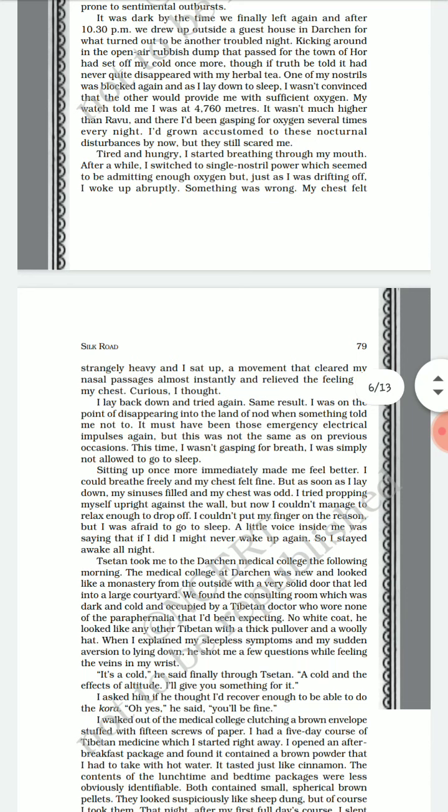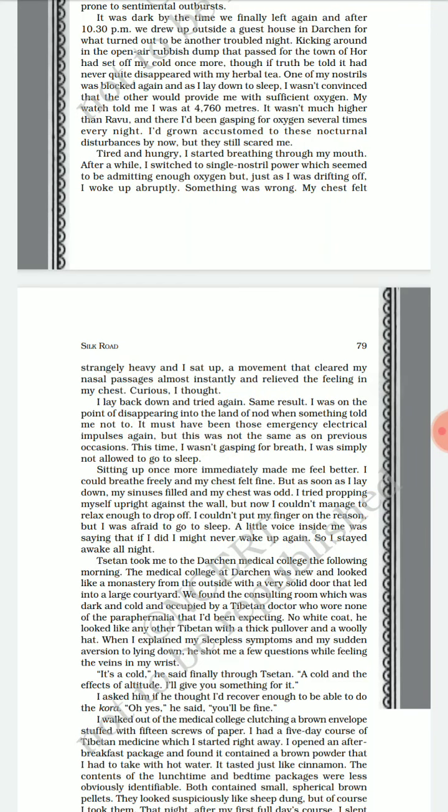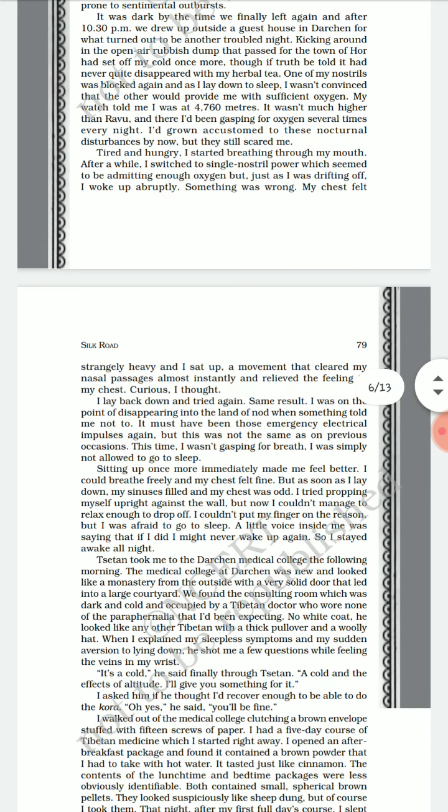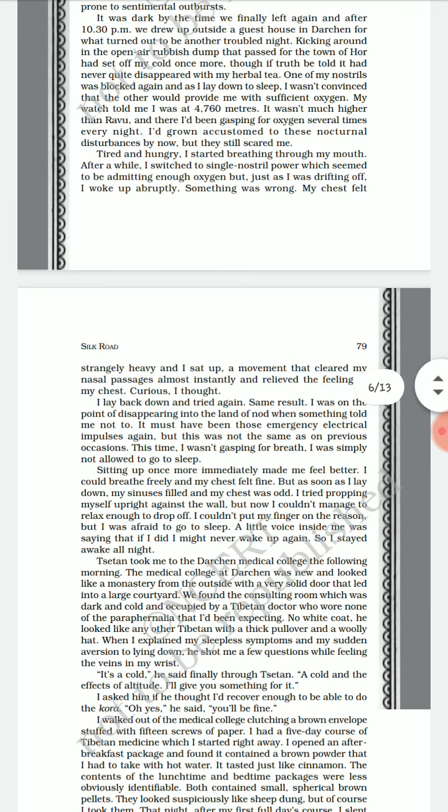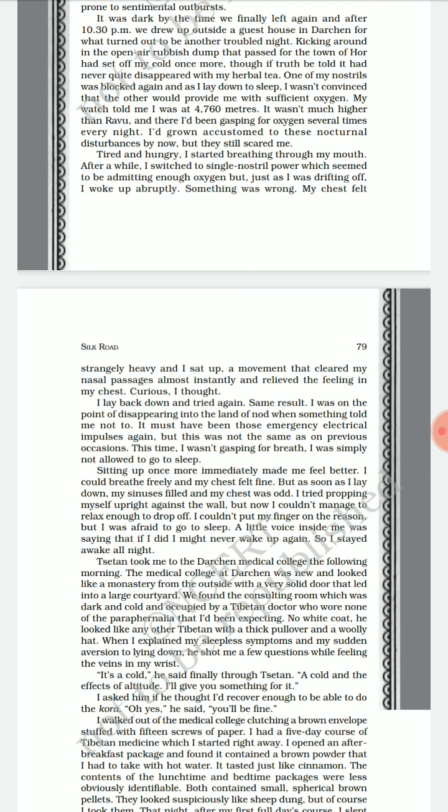So let me continue. Kicking around in the open air rubbish dump that passed for the town of Hor had set off my cold once more. I already told you all that he was suffering from cold and cough. It seems that again he was suffering from it one more time.